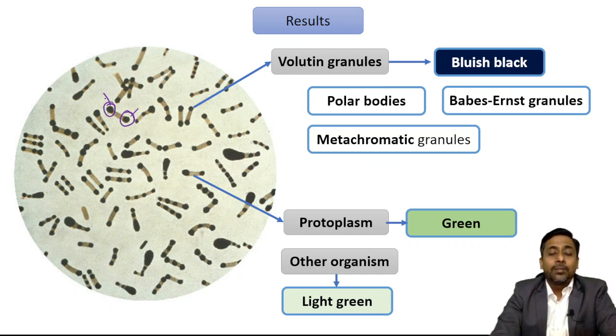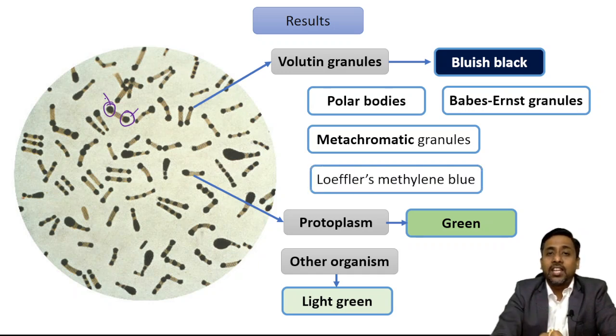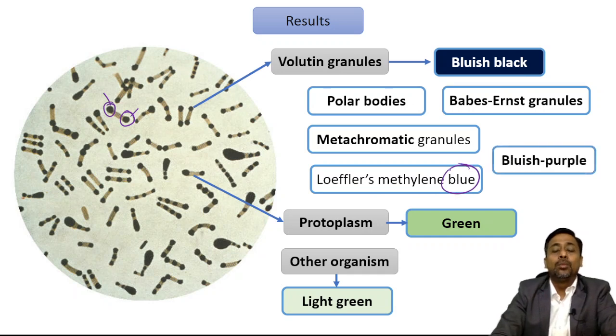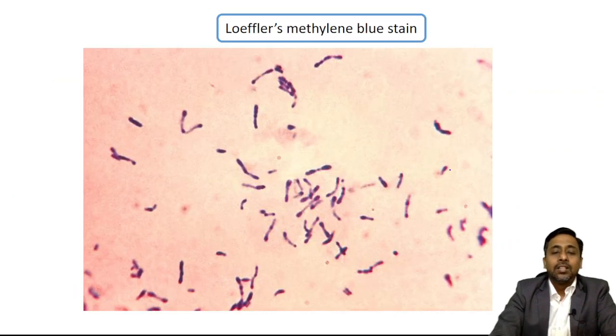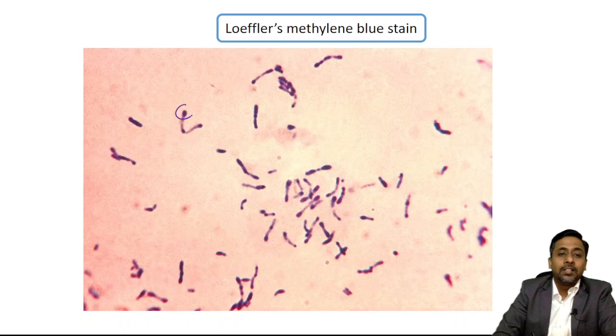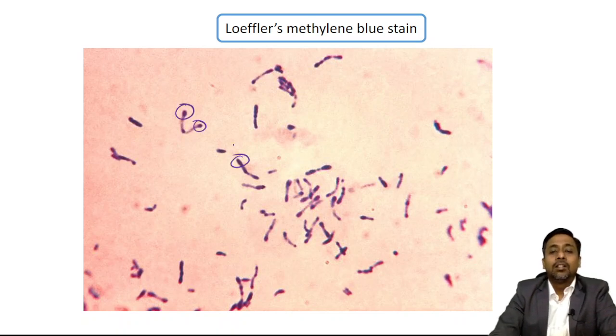Why is it known as metachromatic granule? Because of its ability of metachromasia. That means if you stain it with a certain dye, it will take up another color different from the color of the dye used, as in the case of Loeffler's methylene blue, in which the color of the dye is blue, but the granules take up bluish purple. That is why they are also known as metachromatic granules. So you can see these bluish purple granules present at the end or pole of the bacteria.